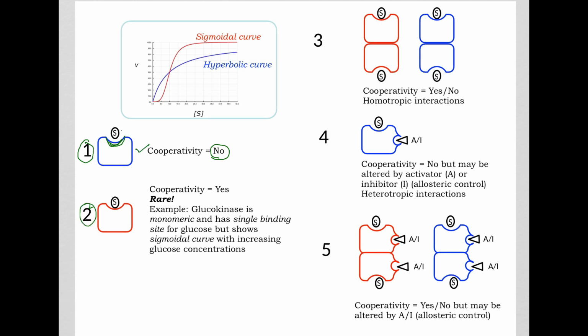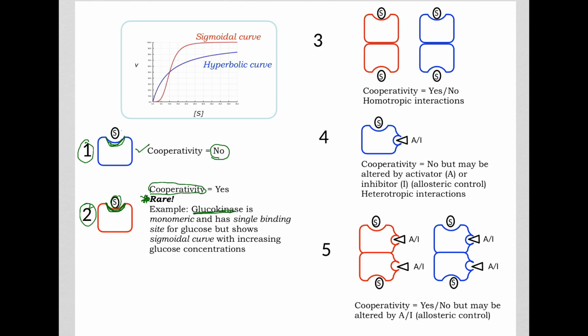In the second case, once again, there's only one binding site for the substrate. However, this enzyme does show cooperativity. Now, this is a very rare case. It's something very new that has been discovered. A good example is the enzyme glucokinase.